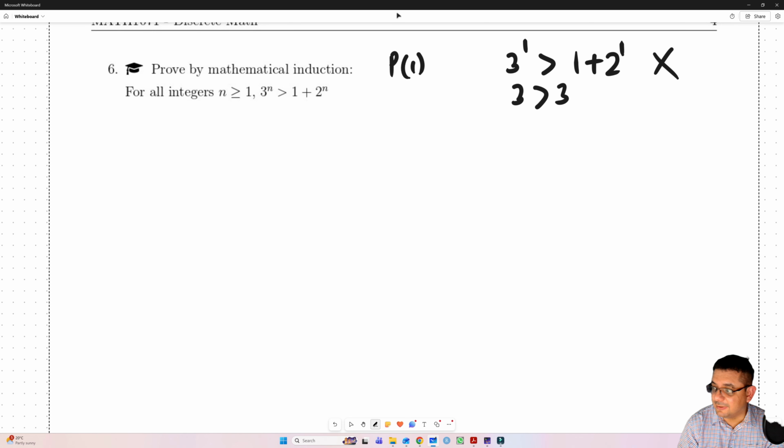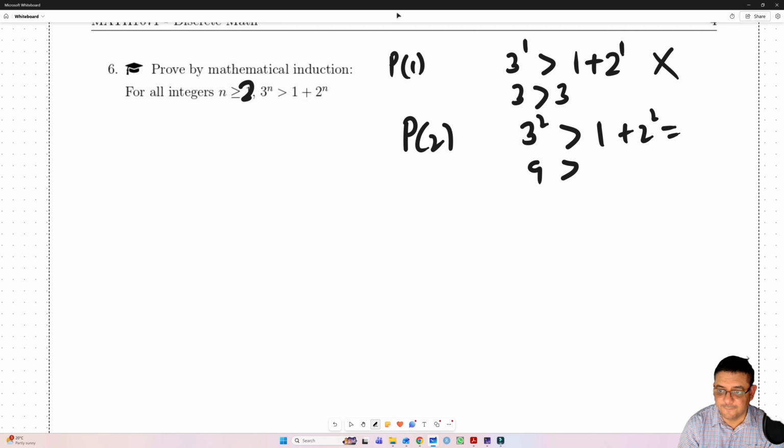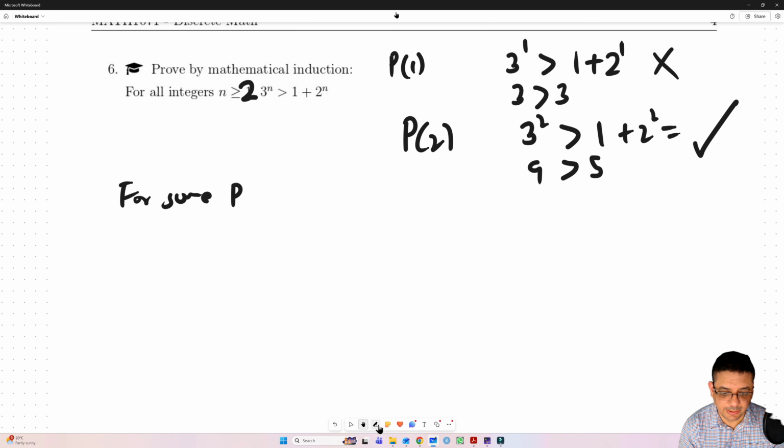So let's correct this. Let's see if this works for n equals 2. So let's replace here P(2). 3 squared is actually bigger than 1 plus 2 to the 2. This is 9, and this is 5. Okay, so for 2, this is true. So we're going to need to fix this and replace this by 2. This is just an example to show that if my initial condition doesn't work, it might work for the next one, but we might want to be careful when we're proving the basic condition. Now, for some k, we're going to assume that P(k) is true.